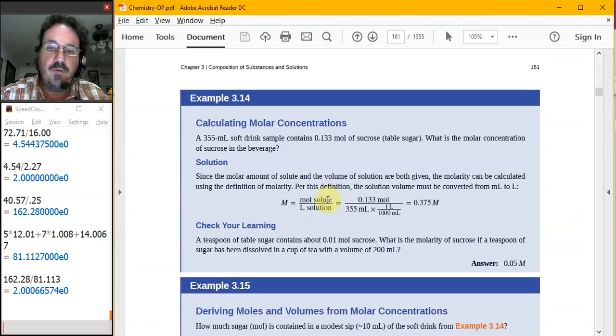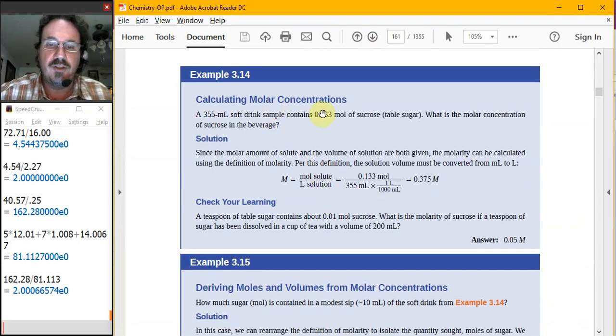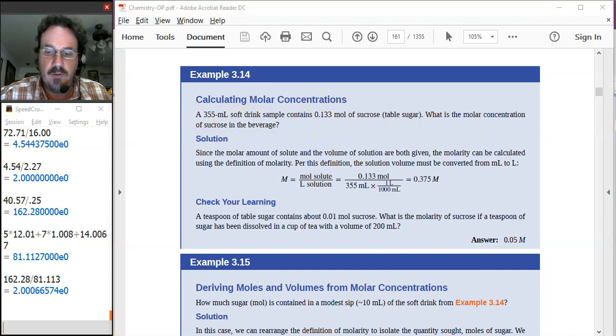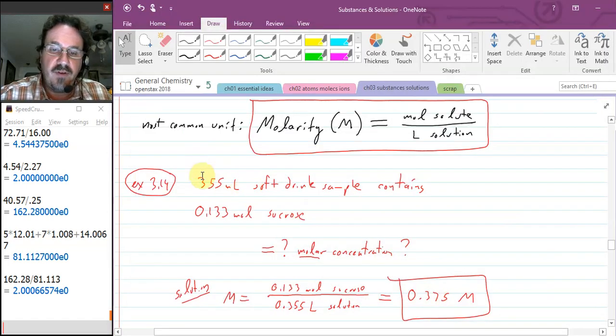Scroll down here. 3.14, calculating molar concentrations. All right, so in other words, concentrations in terms of molarity. 355 milliliters of a soft drink contains 0.133 moles of sucrose, which is table sugar. What is the molar concentration? All right, here we go. 355 milliliters of the soft drink. Now that's the whole solution, right? 0.133 moles of sucrose. That's the solute.